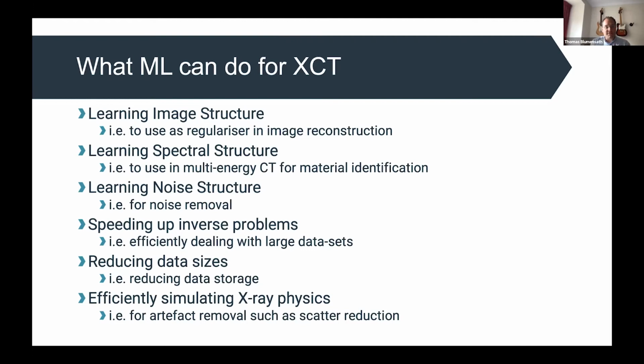If we look at spectral X-ray CT, where we have these X-ray spectra that we want to estimate, can we learn the structure of these spectra? Because the physics tells us there should be few parameters that define one of these spectra. So there's a lot of structure in these spectra. They're not just random. Again, can we learn that structure? Can we learn the structure of the noise?